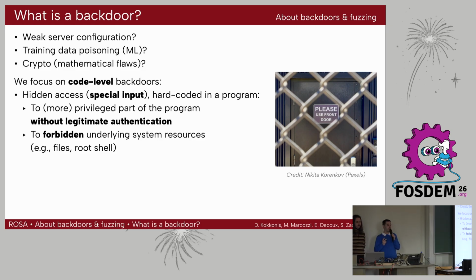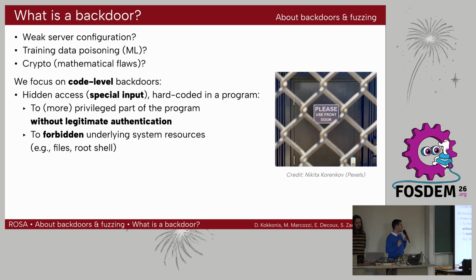The idea is that you have a hidden access, which is hard-coded in the program code. You have to feed the program with a given input, a secret input value that you have to know. If you give the program this input, it will enable you to bypass the authentication mechanism of the program, or give you access to underlying system resources like a shell. Let me give examples to make things a bit clearer.